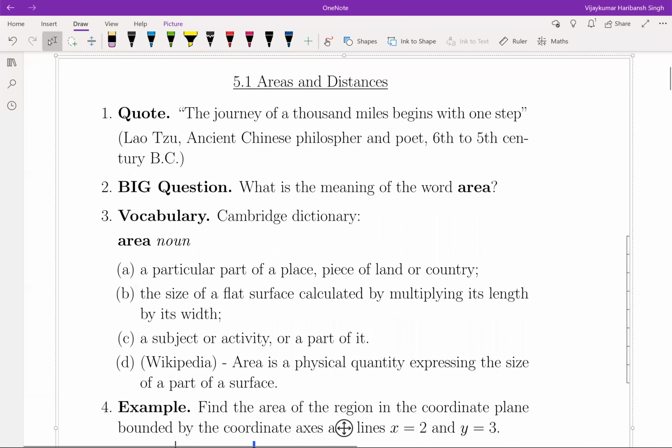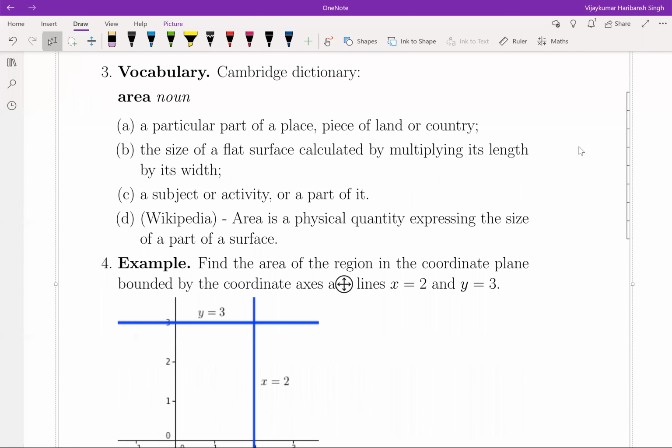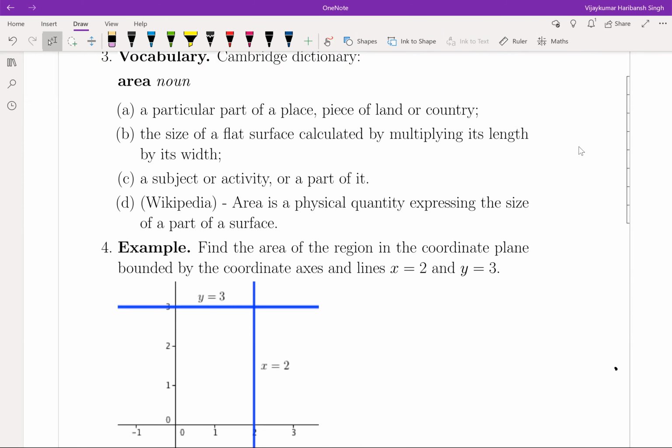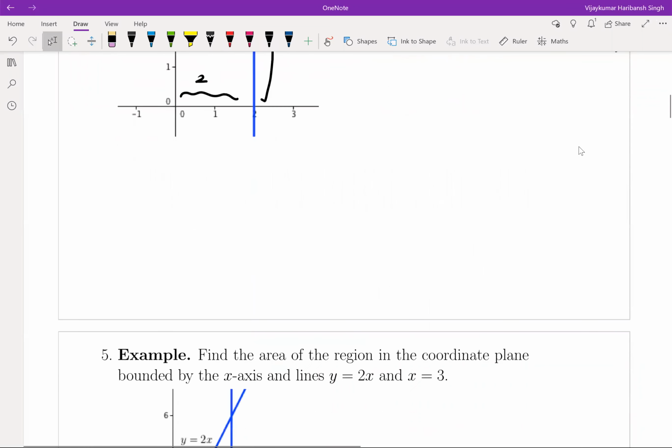All right. So let's first start with the concept of area. What is the area of this region in the coordinate plane? This is a rectangle. The height is given by 3 and the width is given by 2. So since it's a rectangle, area is going to be 2 times 3, which is going to be 6. Okay.